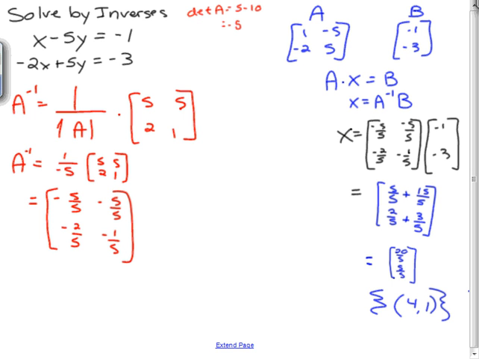And here's the solution. Found the determinant of A, calculated the inverse, 1 over the determinant of A times that flipped around matrix, found the inverse matrix, took the inverse matrix, multiplied it by B, and I ended up with the coordinate point 4, 1. So you have a couple of practice problems to do this with, figuring out how to do inverses by hand, as this will be part of the requirement.